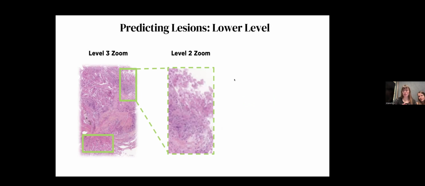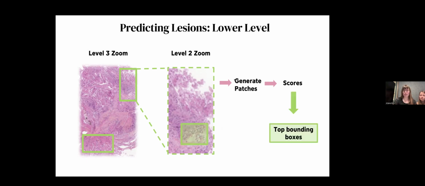For level 2, we do the same approach like we did for level 3, which is we generate patches and we ask, this time our level 2 patch classification model, do you consider this patch to be part of a type A lesion? We then again get scores, and we then say, okay, the bounding boxes with the highest scores are then the bounding boxes we think are most likely to contain type A lesions.